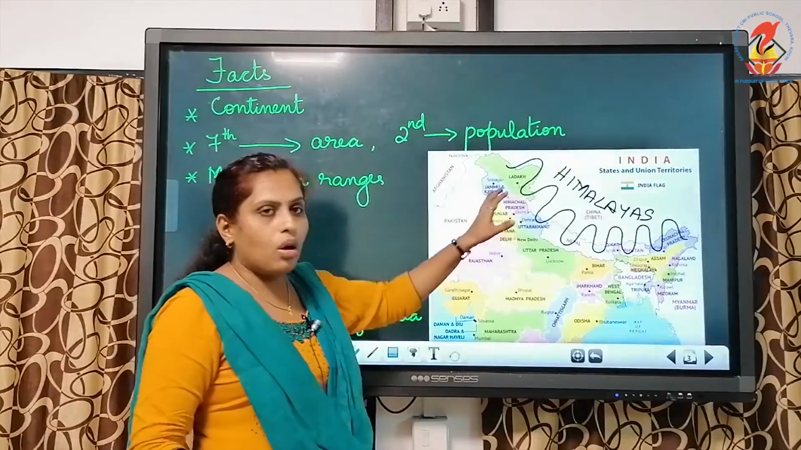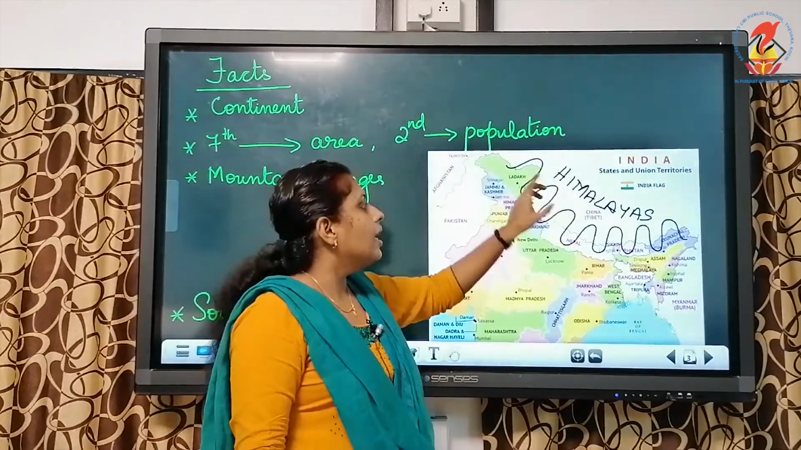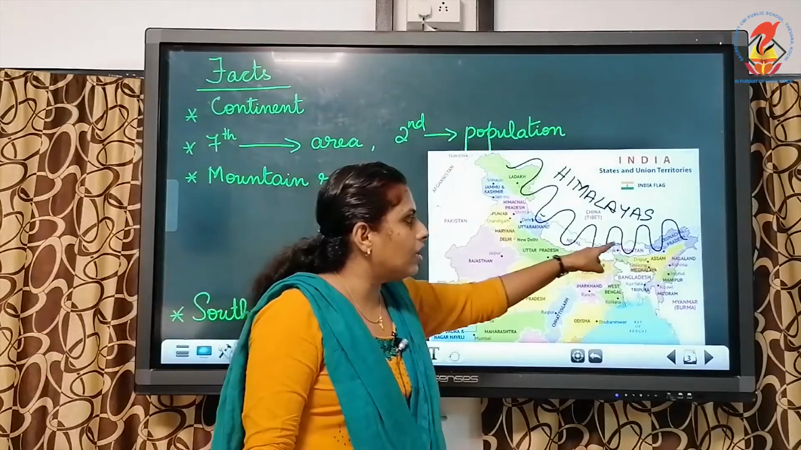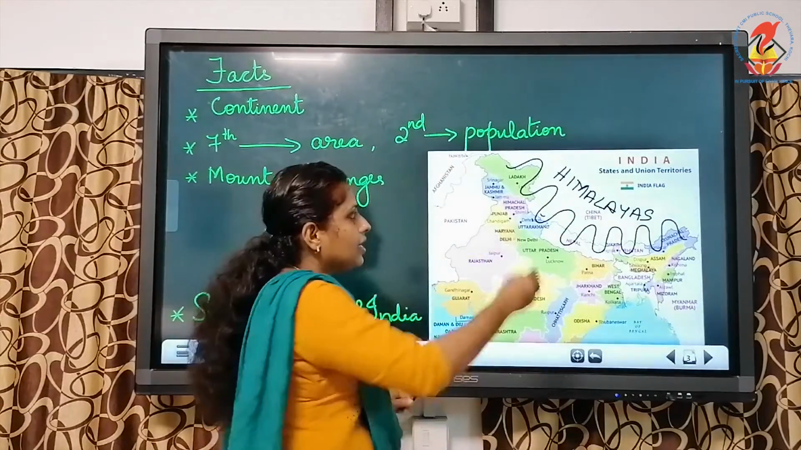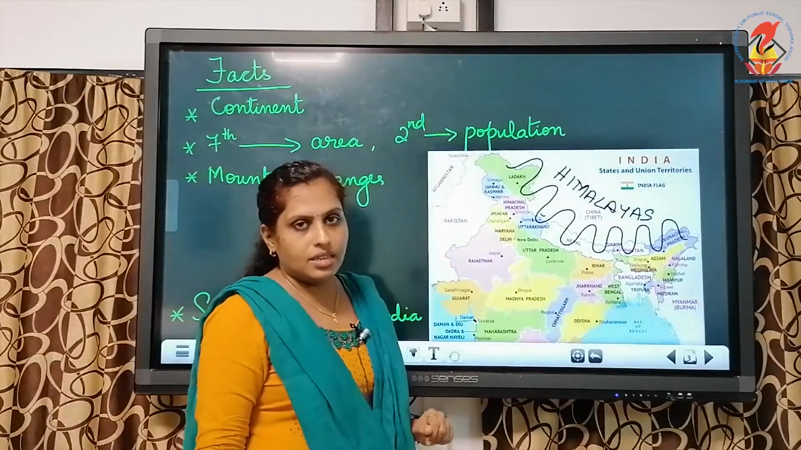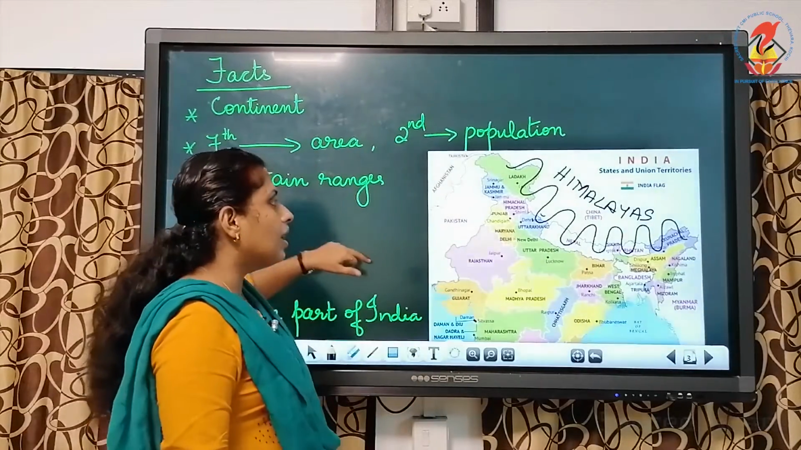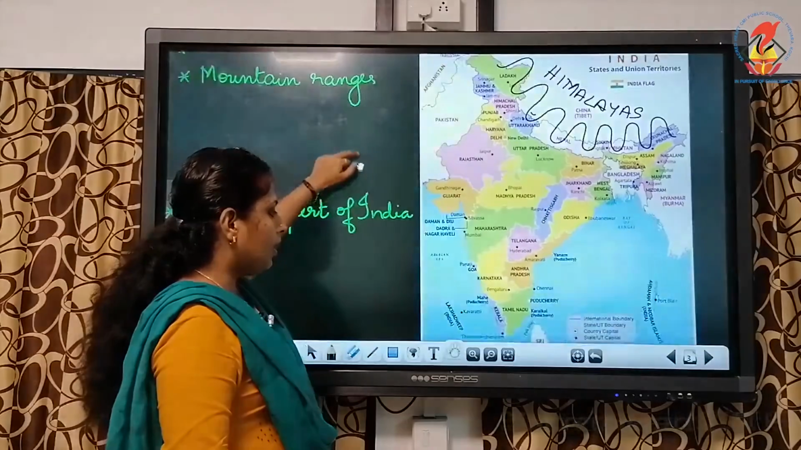Okay, we have a mountain range on the northern side and our northern boundary is protected by this mountain range known as Himalayas. You can see how far the Himalayas, the mountain range, has extended. Next fact about India is about the southern part of India.